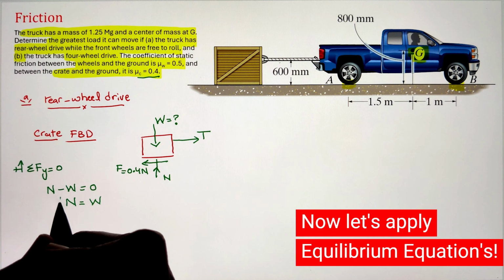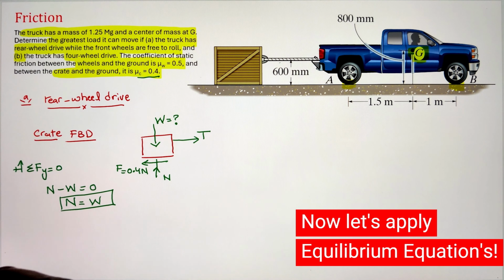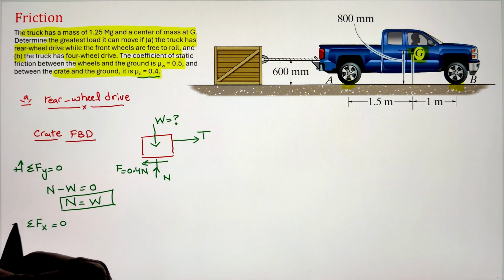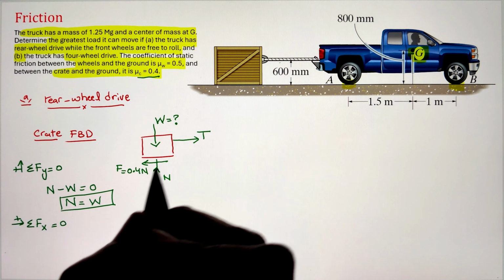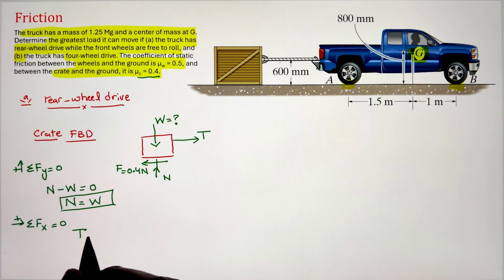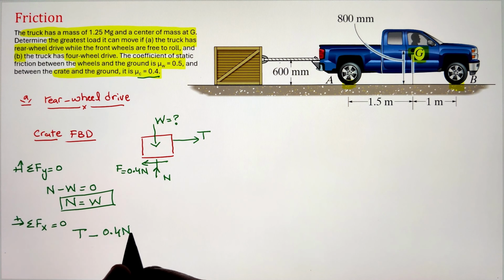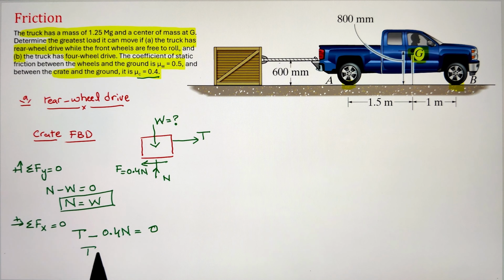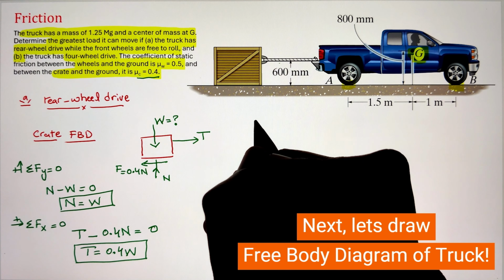Once we have the free body diagram, let us develop our equilibrium equations. Starting with summation of forces along the vertical y-axis equals 0, in this case we just have two forces, so our normal force N is equal to the weight of the crate. Whereas applying summation of forces along the x-axis equals 0, the tension in the rope is equal to the frictional force of 0.4 N.